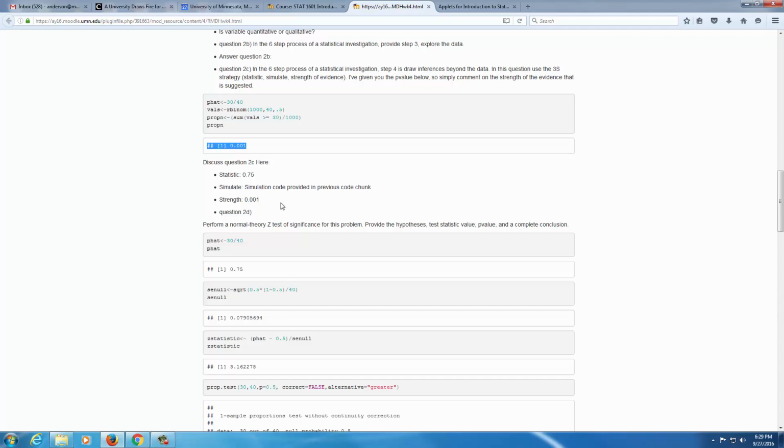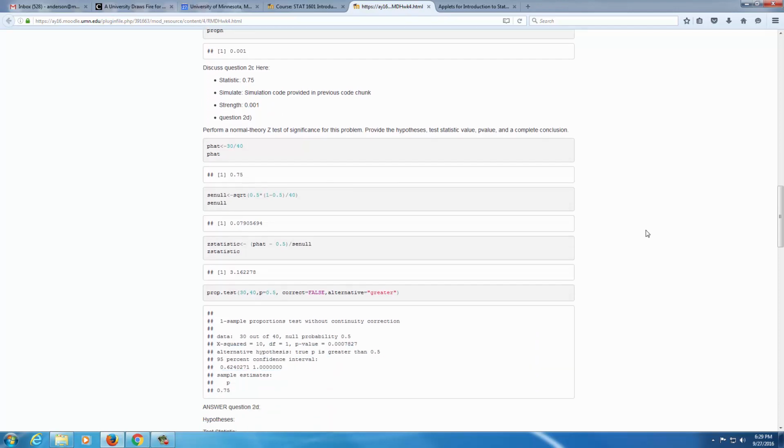And so the strength of the evidence is 1 in 1,000, and you should make a comment about that, and that means that it is very unlikely to ever observe 30 gestured boxes out of 40 for monkeys that are just guessing. And so make a comment about what this says about monkeys guessing at the gestured boxes. So an additional sentence onto the strength is needed.